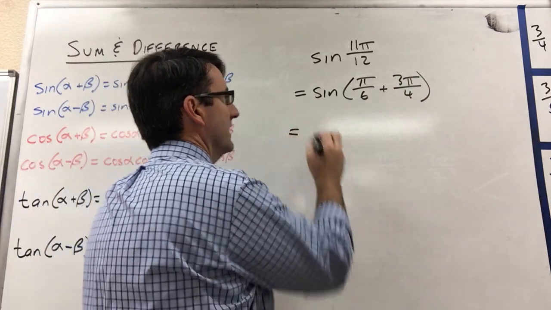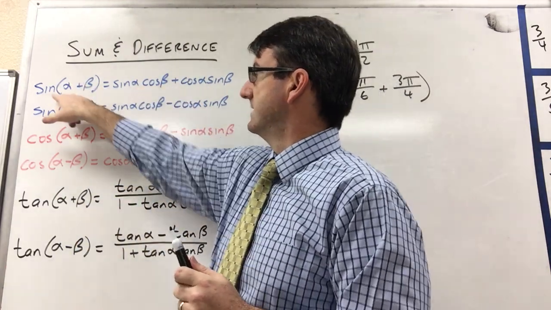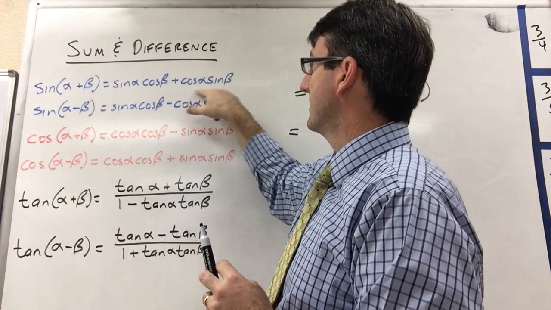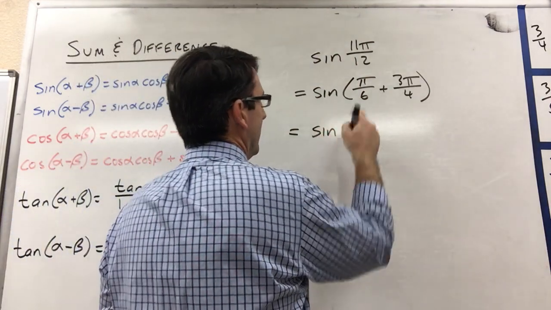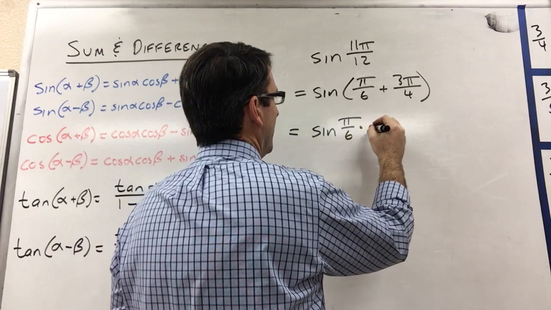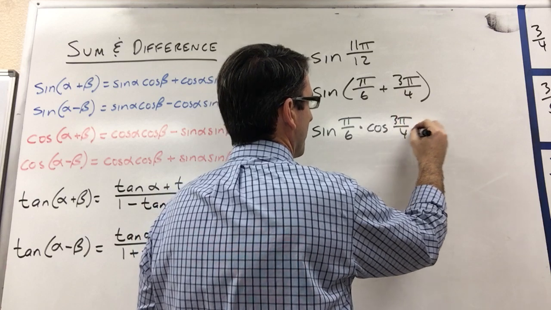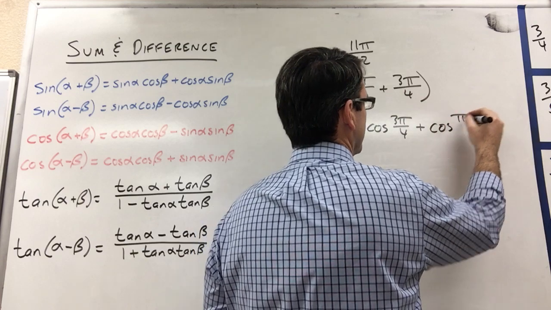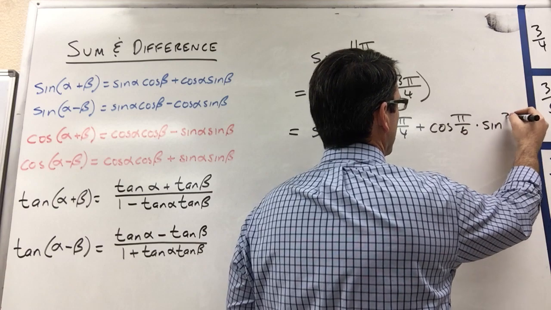All right, so now we're going to look at our sum identity for sine, and that says that sine of alpha plus beta is equal to sine of alpha times the cosine of beta plus the cosine of alpha times the sine of beta. So we need the sine of this first angle, which is pi over 6, times the cosine of the second angle, 3 pi over 4, plus the cosine of the first angle, pi over 6, times the sine of the second angle, 3 pi over 4.